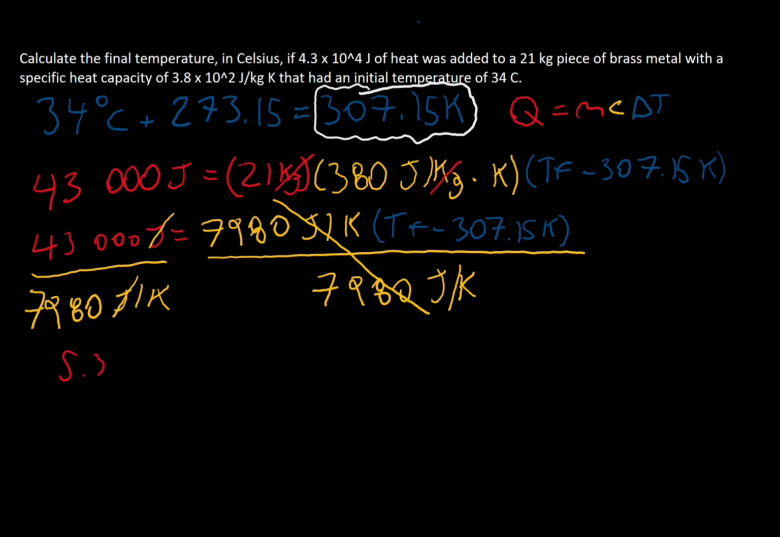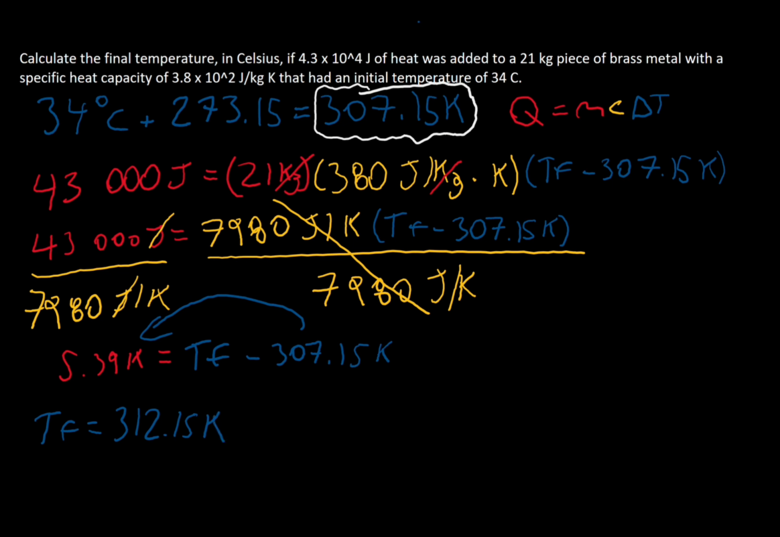And now 5.39 Kelvin equals the final temperature minus 307.15 Kelvin, making our final temperature 312.15 Kelvin. And then to turn it back into Celsius, we are going to subtract 273.15 Kelvin, which will give us a final temperature in Celsius of 39 degrees. That's the first half of this lesson.